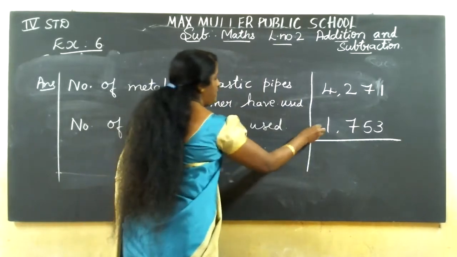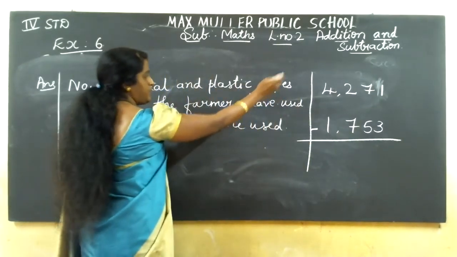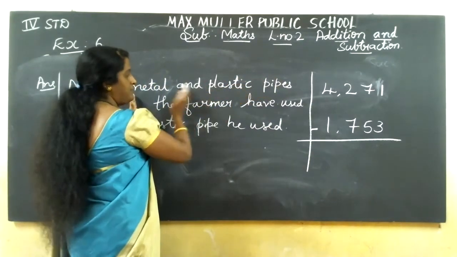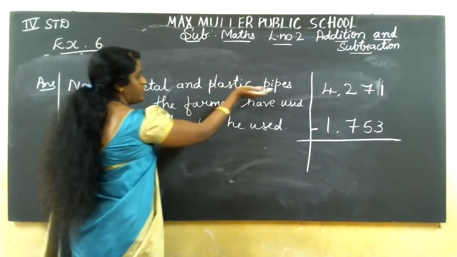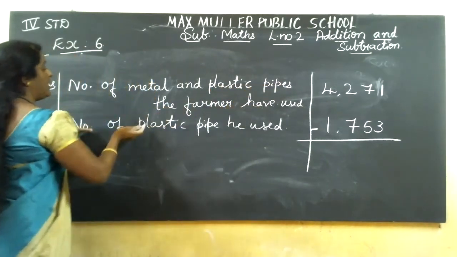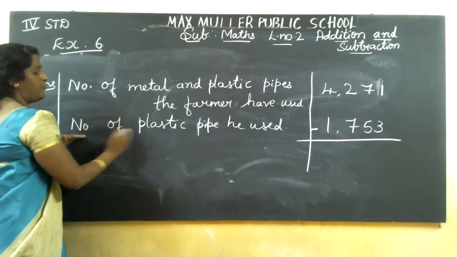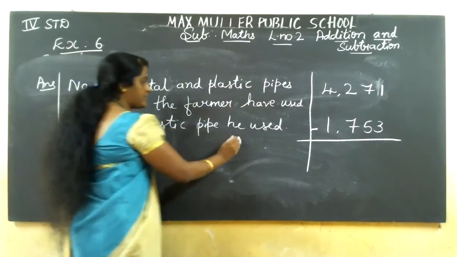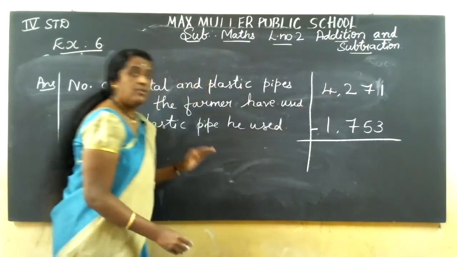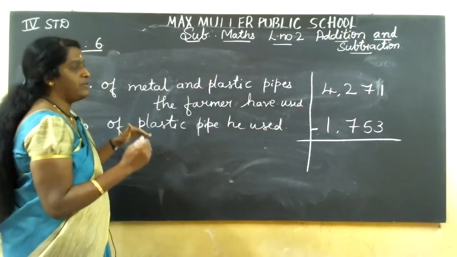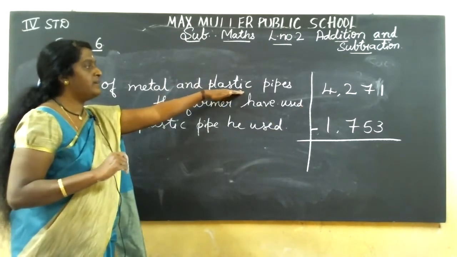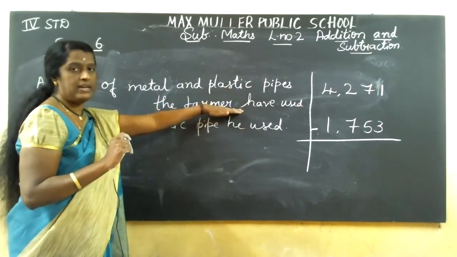See children, the red line: after it we should do the sums. Before the red line only, we should write the statement. When you write the statement and there is no place, you write on the next line. I wrote like that only. After that we'll use the number of plastic pipes. You should not write it here. Whichever statement, that number you should write in that place only. For me, the first statement had no place, so I wrote it in the second line.